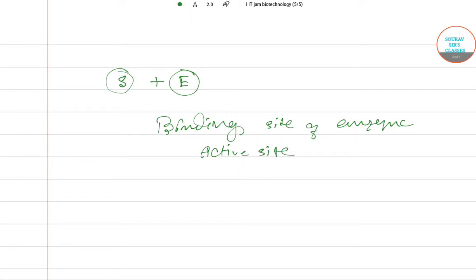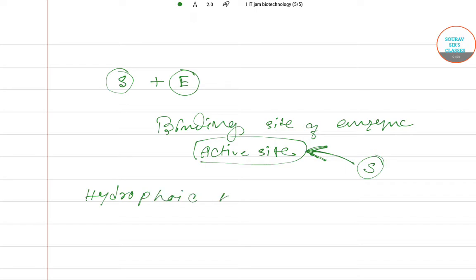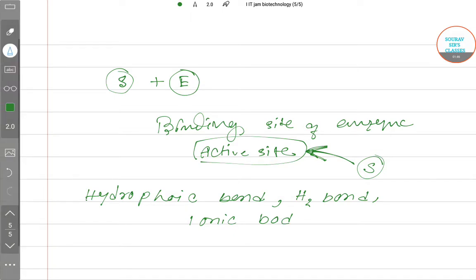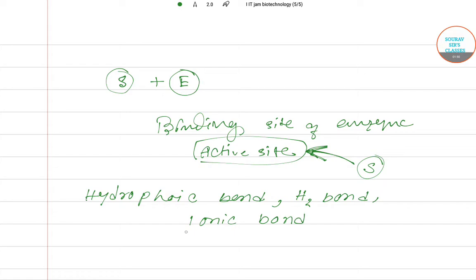Now in this active site the substrate will bind to the enzyme to form an enzyme substrate complex. Here, there are some weak bonds that the substrate makes with the active site, and these weak bonds are like hydrophobic bond, hydrogen bond, ionic bond. These are the weak bonds. The energy that these weak bonds release at the time of binding is called binding energy.